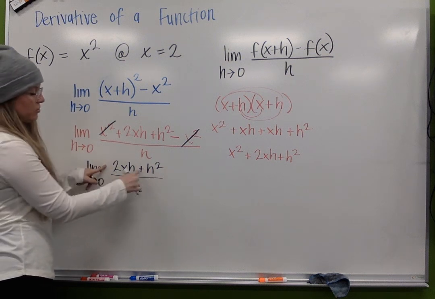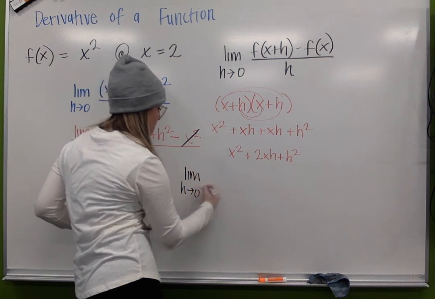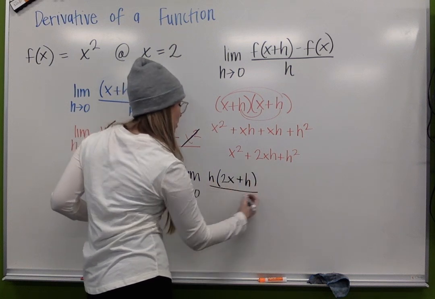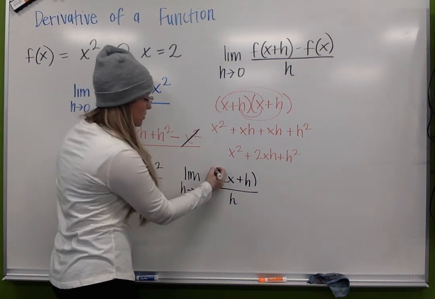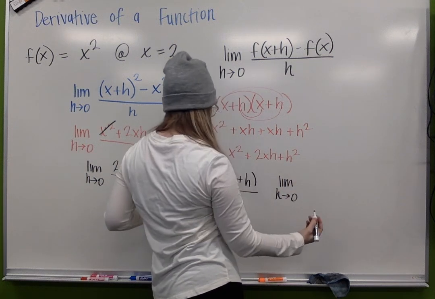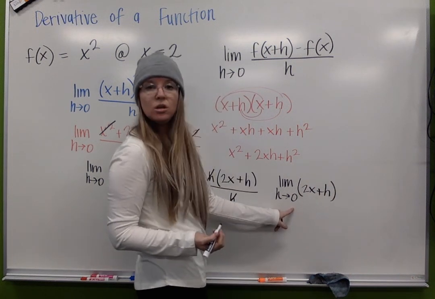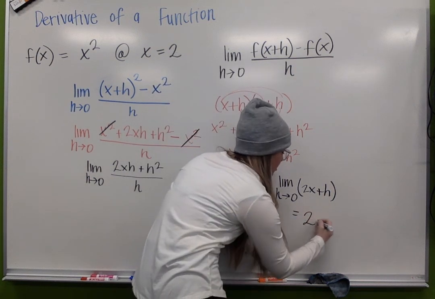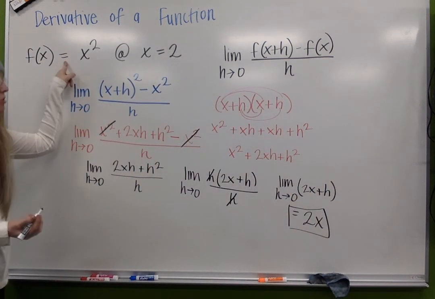My numerator, both terms have an h in common, so I'm going to go ahead and factor an h out. Factor the h out, which leaves me with 2x plus h all over h. Now I have h divided by h, which is 1. So that's going to reduce out, and I'm going to have the limit as h approaches 0 of 2x plus h. So now if I plug 0 in, 0 for h, that's going to give me 2x. 2x is the derivative of x squared.